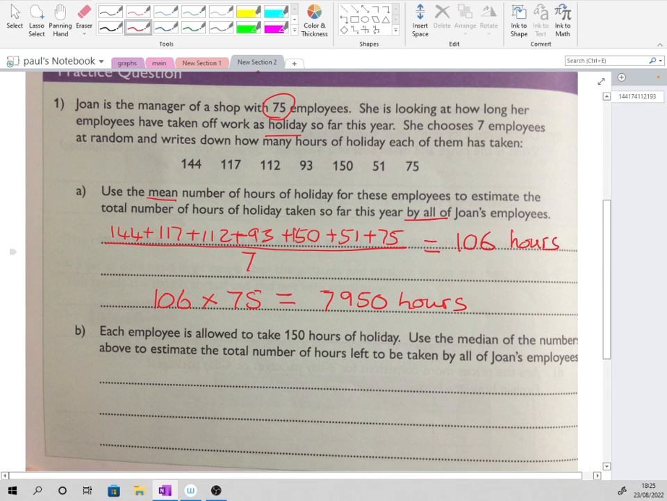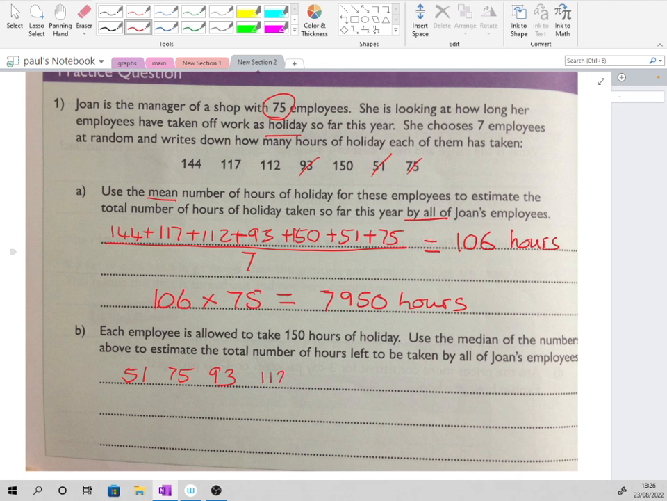Now, each employee is allowed to take 150 hours of holiday. Use the median this time of the numbers above to estimate the total number of hours left to be taken by all Joan's employees. Now the median is the middle, so we need to take these numbers and put them in order. So I'm going to go 51, 75, 93. Slow but steady wins the race. 112, 117, 144, and 150.